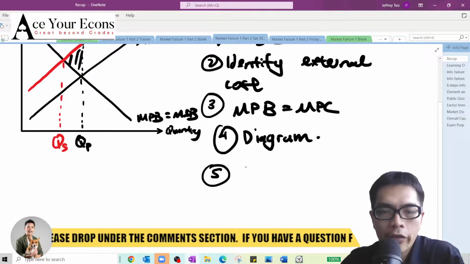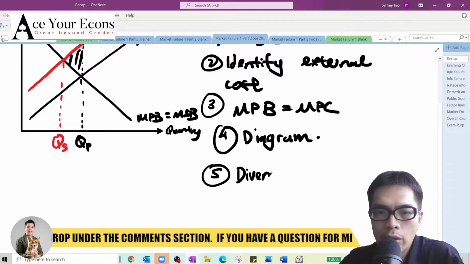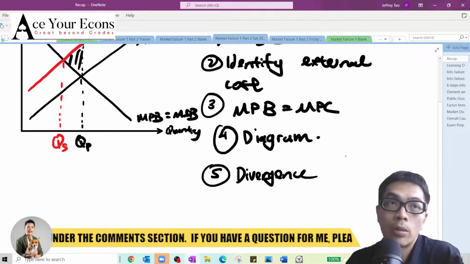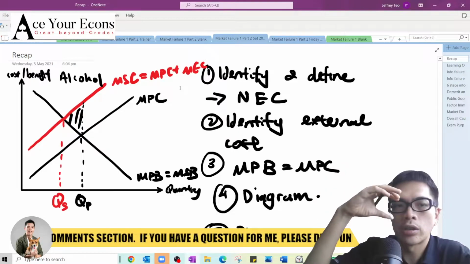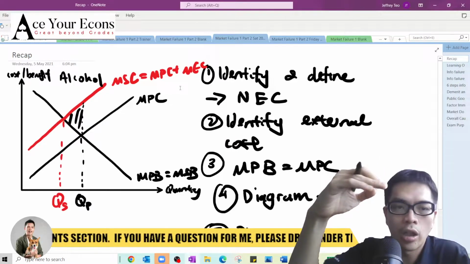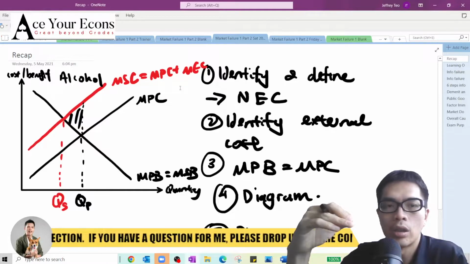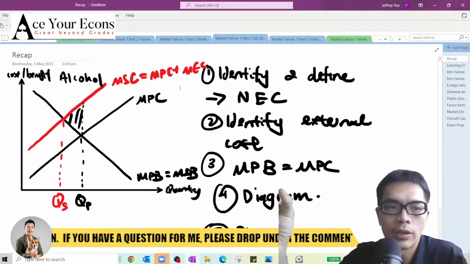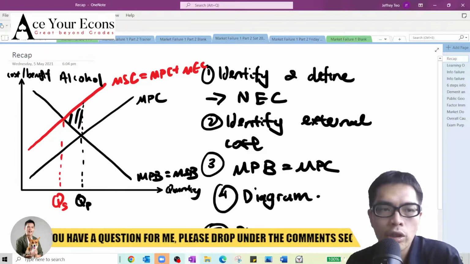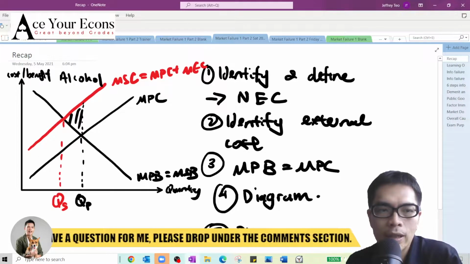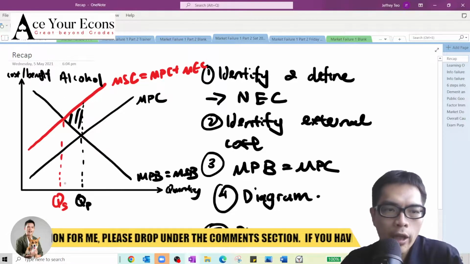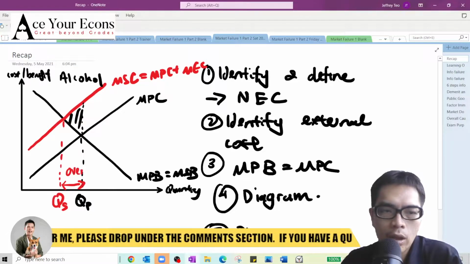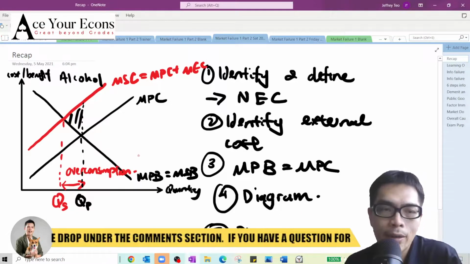Right, step 5, you need to illustrate how the divergence will lead to a suboptimal level of consumption or production. So we can see that in the presence of the external cost, this leads to your marginal social cost being higher than your marginal private cost. Or this leads to a divergence in both your cost curves. And when we reference the socially optimal level where MSB equals MSC, you realize that there will be overconsumption. Very important word. A lot of students actually missed out on this in their last week's assignment. Over or under consumption.